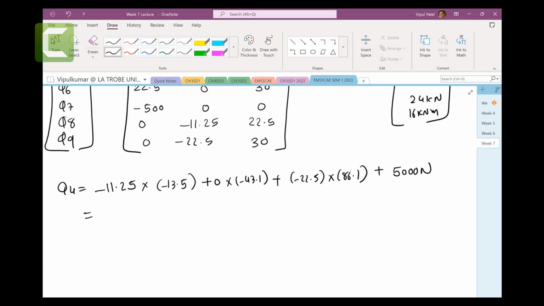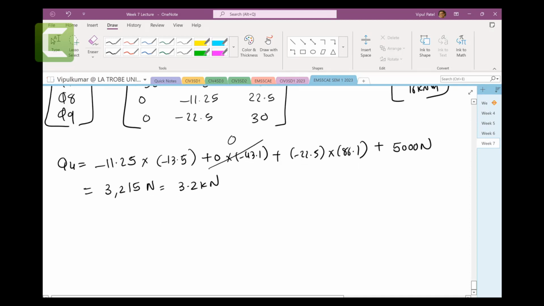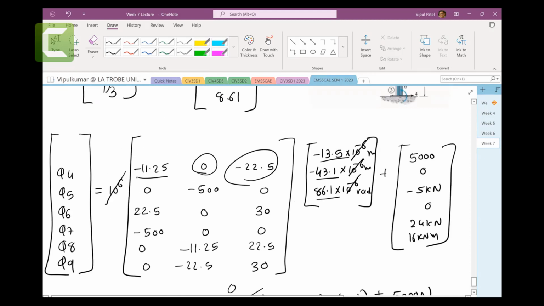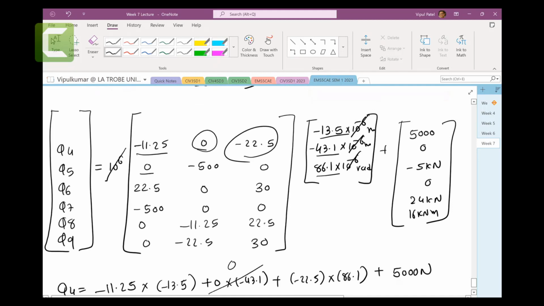Minus 11.25 times minus 13.5. This one, by the way, 0 plus minus 22.5 times 86.1 plus 5,000. You get 3,215 newtons, which is 3.2 kilonewtons. So that is Q4. Q5, we get this one 0.